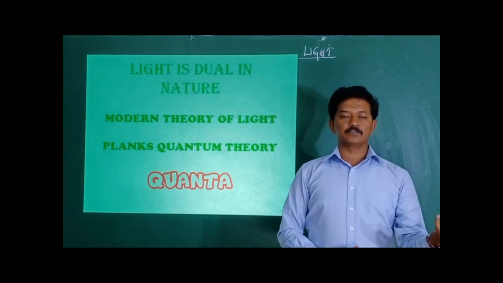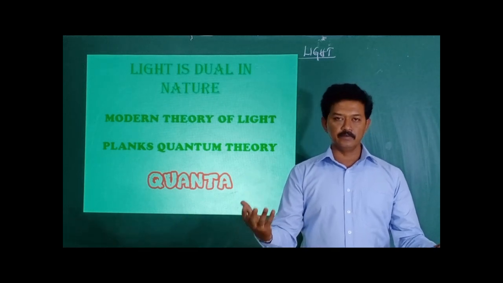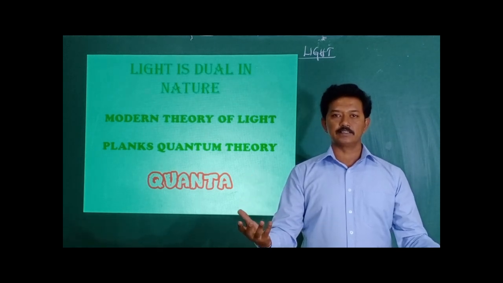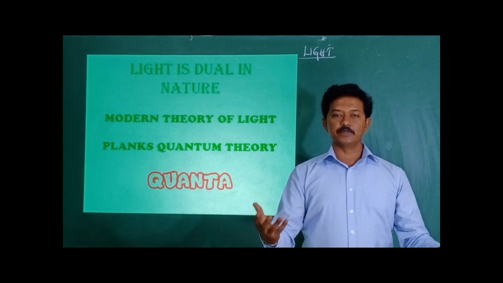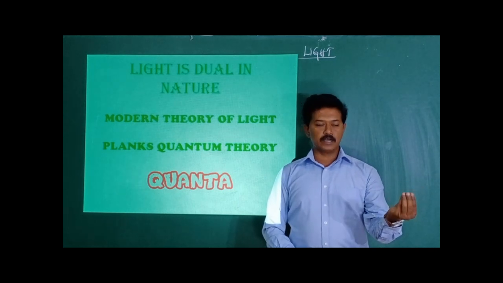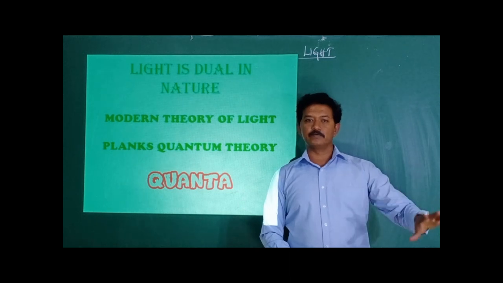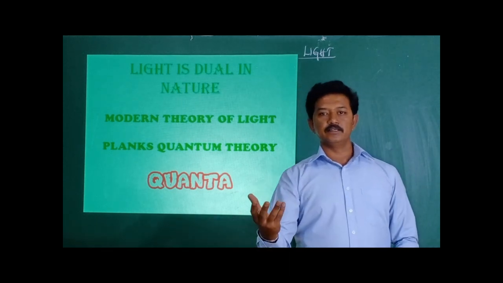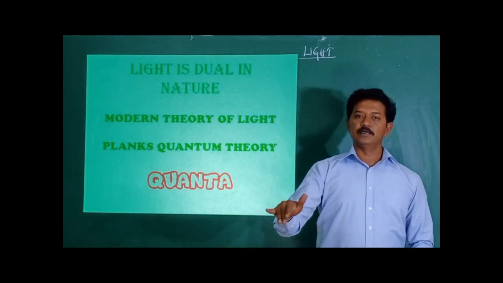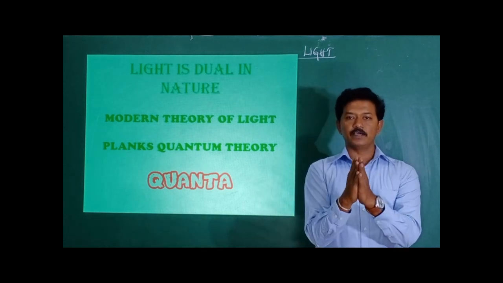So radio wave is an electromagnetic wave having less frequency, gamma radiation is an electromagnetic wave having very high frequency, but both are made up of quanta, and these quanta differ from one another with respect to their energy. A radio wave quantum carries very little energy because it has less frequency. On the other hand, gamma radiation has very high frequency, therefore its quanta carry very high energy. In between these two we have light.